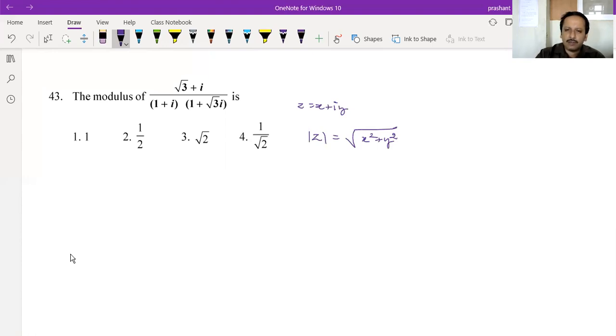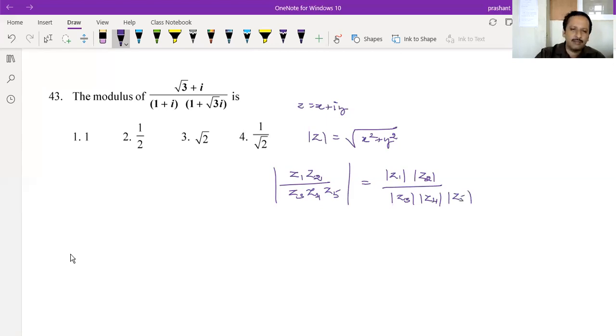Then one more property we know, that is, if you have z1 z2 by z3 z4 z5, if you want to find the modulus of this, this will be equal to mod z1 into mod z2 divided by mod z3 into mod z4 into mod z5. You can separately find the modulus, then multiply and divide. So the modulus of this will be modulus of root 3 plus i divided by modulus of 1 plus i into modulus of 1 plus root 3 i.